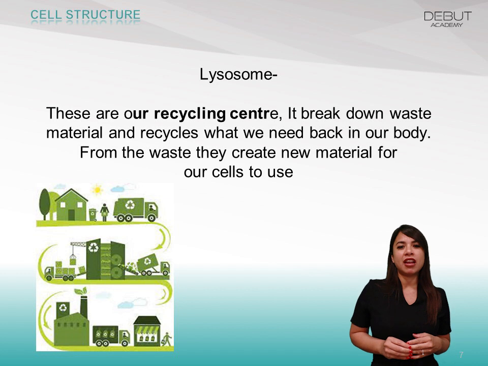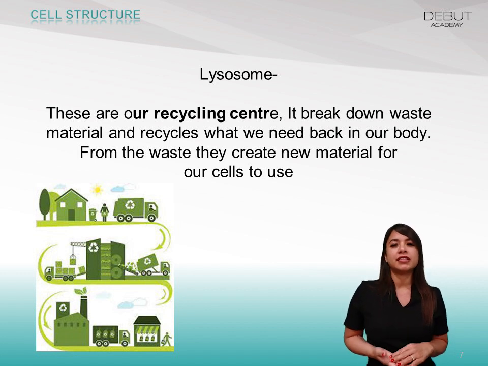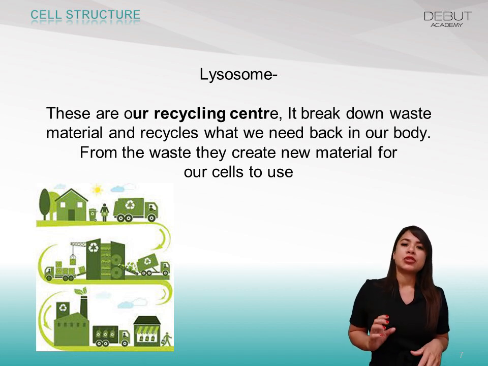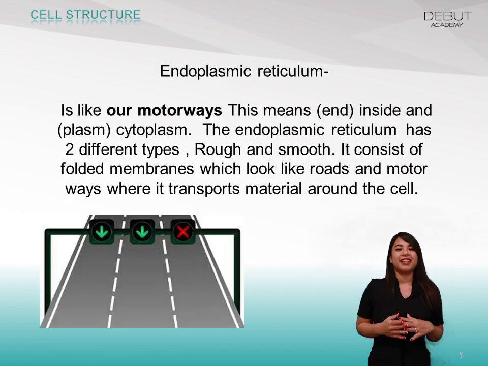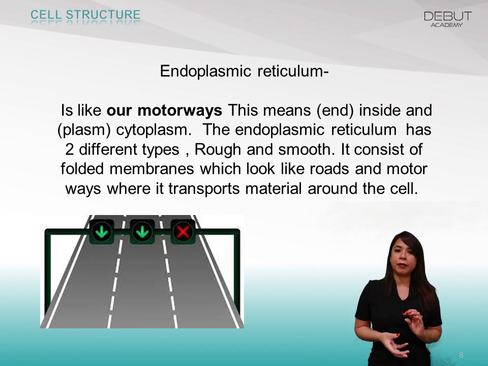The next part is our lysosomes, and I think of this as our recycling centre. So what happens is it breaks down all the waste and all the good. The goodness goes back into our body, which we then use for other things. And then the recyclable waste is used for new material. The next is our endoplasmic reticulum. Now these have folded sides that look like motorways. It also helps transport our cells from one part of the body to the other, and that's why I compare them to the motorways.